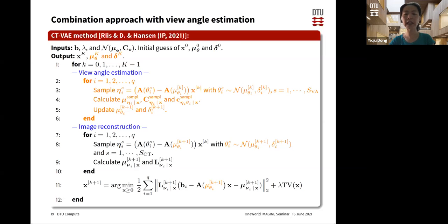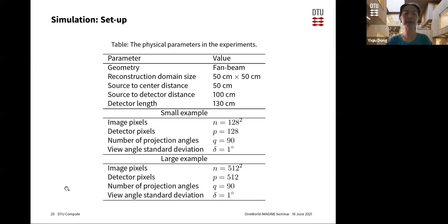So how are the results? Now let's have a look. We still use 2D fan beam, and we consider one small example and one large example. The large example has exactly the same setting. For the small example, it's now an underdetermined problem, with an underdetermined rate of around 80%.